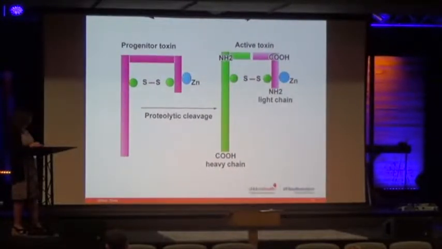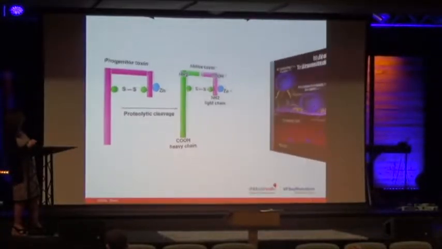Now the structure of the toxin, again, it's an inactive form. It gets cleaved or it splits into some products and becomes active. There's a light chain, there's a heavy chain. Not that you need to remember any of this, but okay, you can do this.